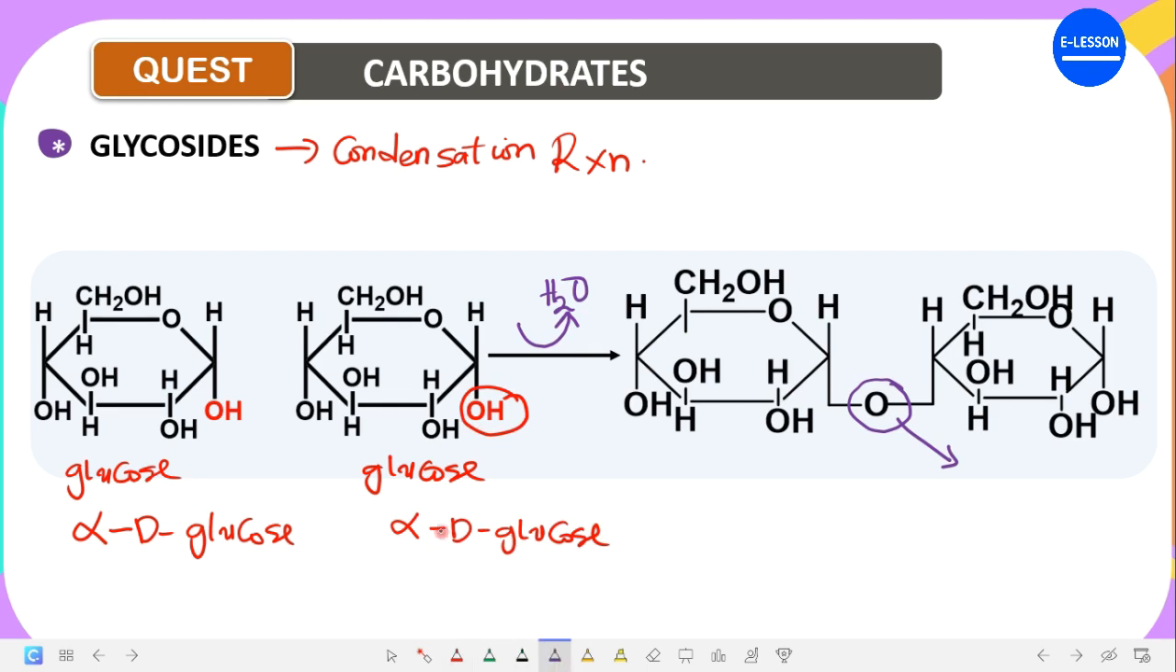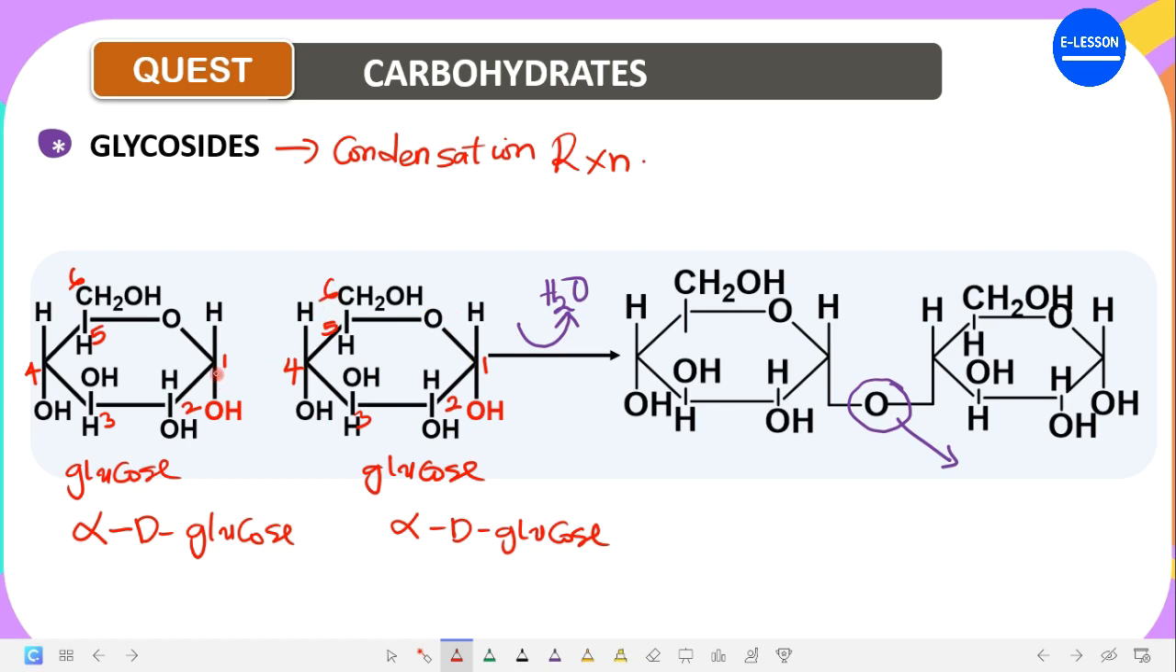Now, what do we name this bond? Another thing is the numbering of these monosaccharide units. This carbon 1, this carbon 2, this carbon 3, this carbon 4, this carbon 5, and finally this carbon 6. This is how it is numbered. You always number from the anomeric carbon. I will say the carbon carrying this O here is the anomeric carbon. So this is carbon 1, 2, 3, here is 4, here is 5, and here is 6.